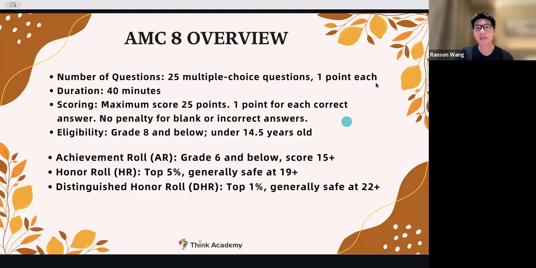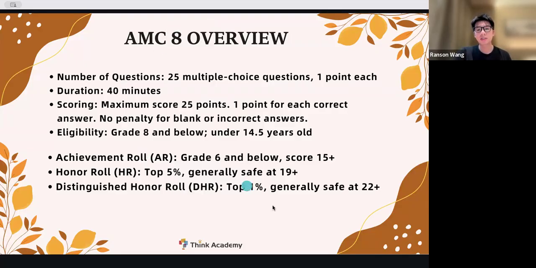For the scoring, it's a maximum of 25 points, 1 point for each correct answer, and no penalty for blank or incorrect answers. This is a lot different from the MC 10 or 12, because for MC 10 or 12, if you leave it blank, you get some base points, and if you get it wrong, you have points deducted.